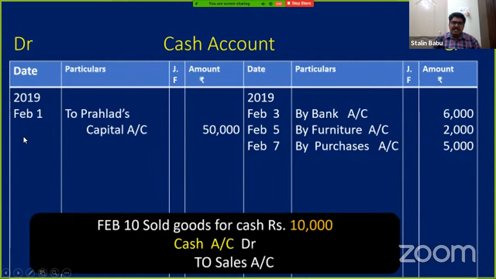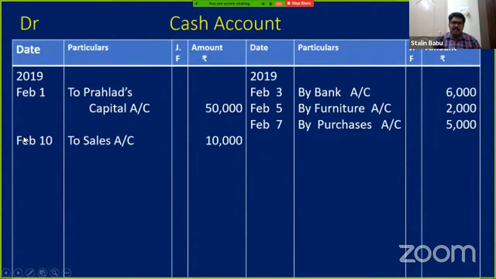So what is the transaction date? February 10th. February 10th, to sales account. Amount is 10,000.